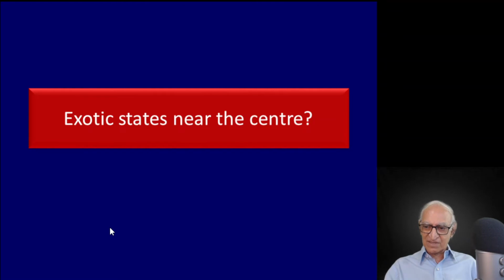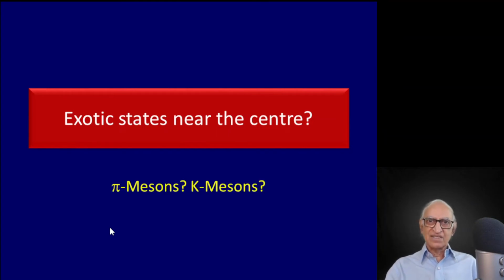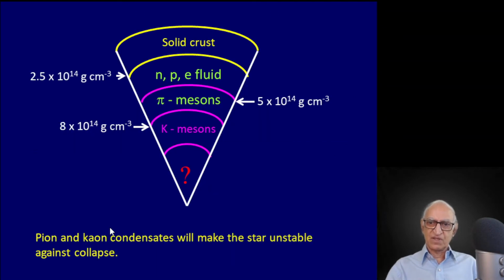Now, finally, we can ask the following question. Right at the center, I have put a question mark. What is happening at the center? Some people have conjectured that right near the center, you have pi mesons and k mesons. And at the very center, you will have quarks.